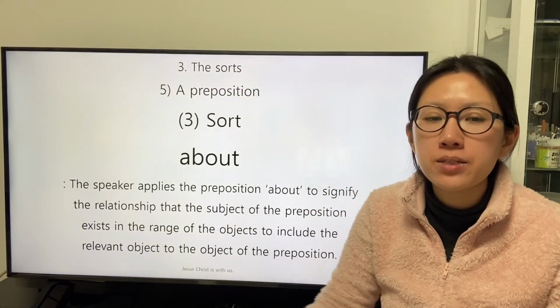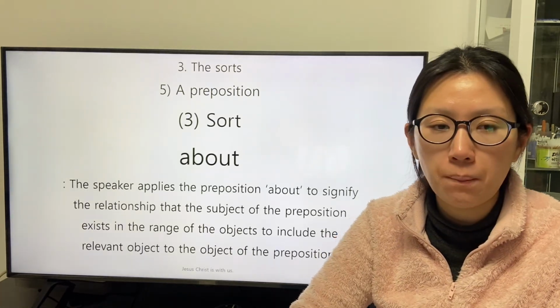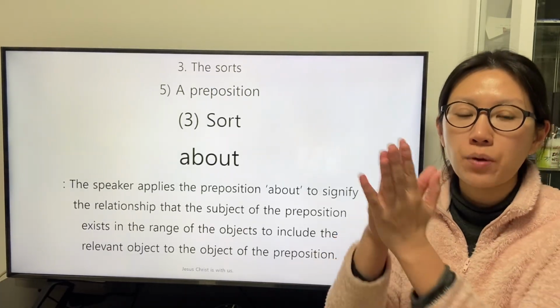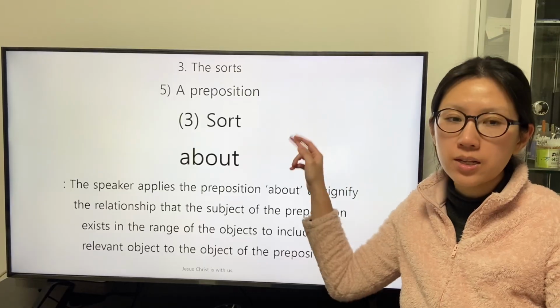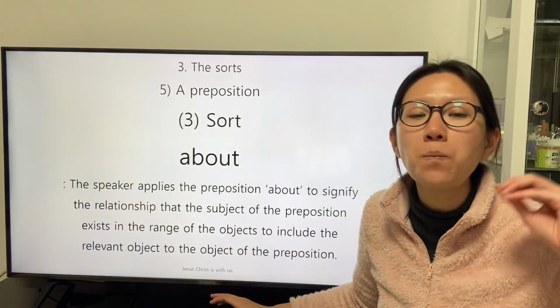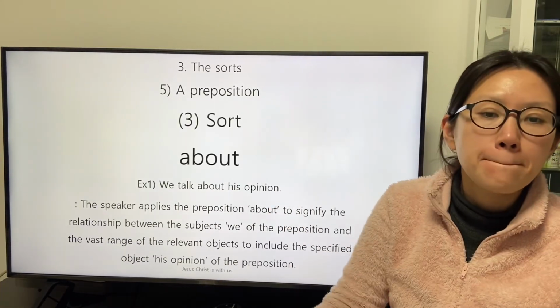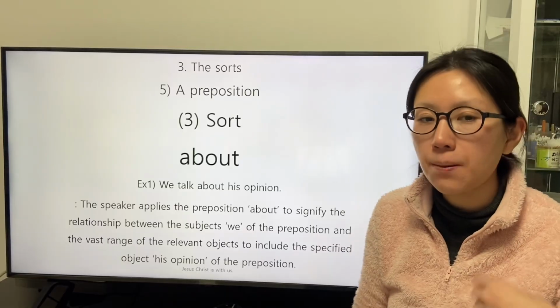The speaker applies the preposition about to signify the relationship that the subject of the preposition exists in the range of the object to include the relevant object to the object of the preposition. There is a clause. We talk about his opinion.